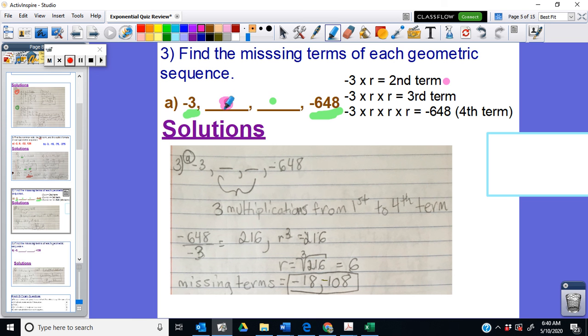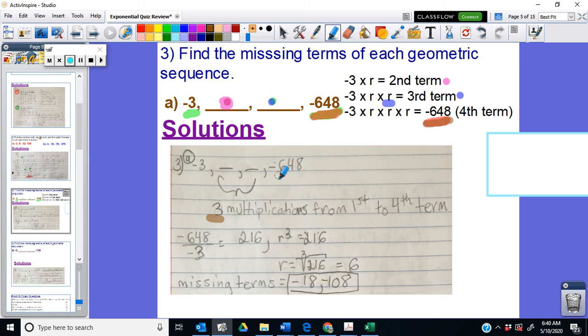Then your third term comes from multiplying one more r, one more multiplication. And then lastly, to get to this final number, negative 648, I'll make it brown. There we go. That negative 648, we have to multiply a third constant multiplier. So there are 3 multiplications between the first term and the fourth term.